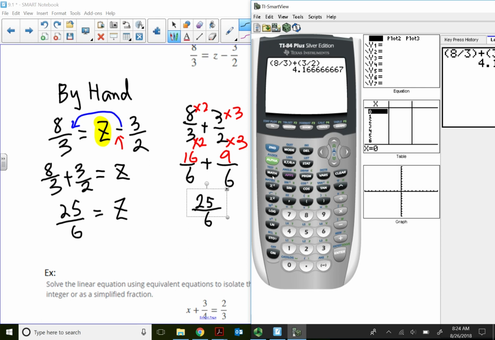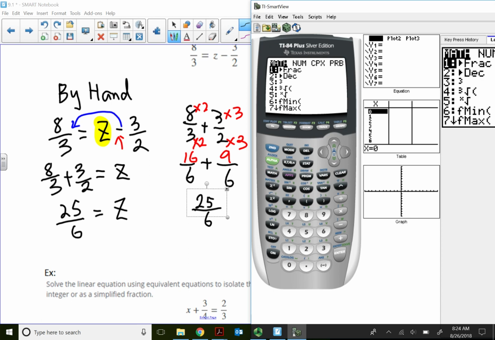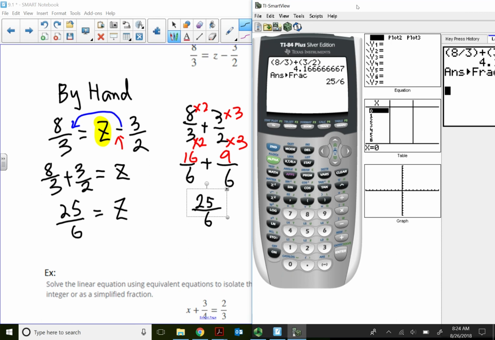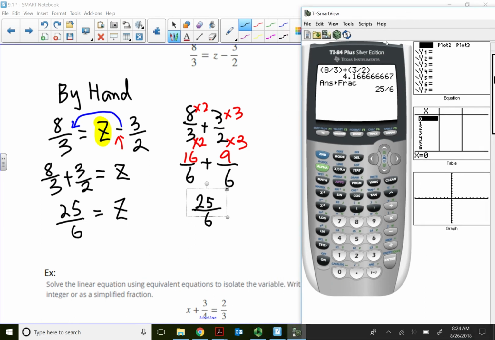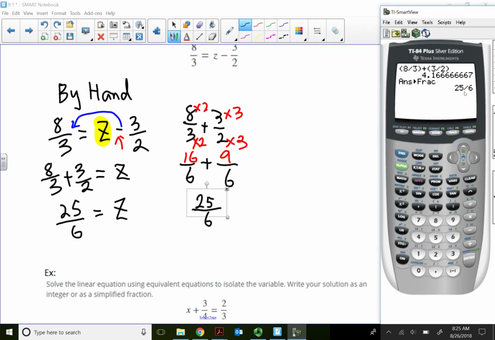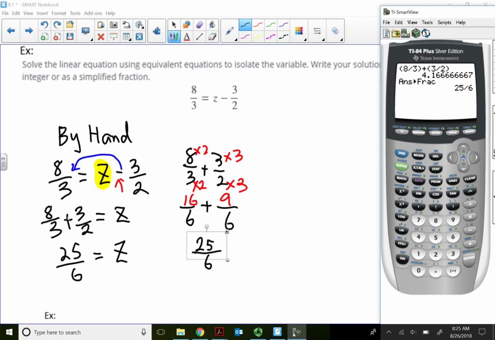All right, take a step further. For a graphing calculator, convert decimal to fraction. We will press math, choose number 1, to fraction, and enter 25 over 6. So if you use a scientific calculator, please ask your instructor on how to convert decimal to fraction, and they will gladly show you how to do this in the calculator. All right, so this is working with a fraction by hand.